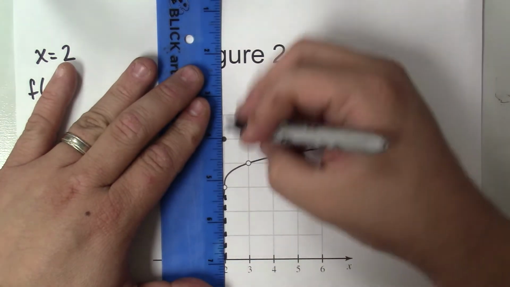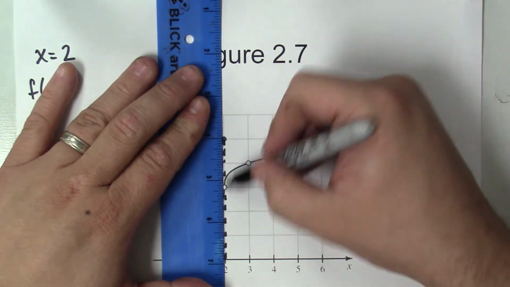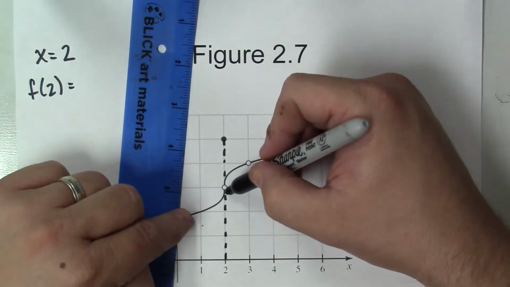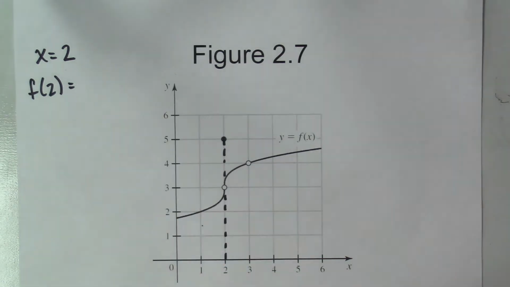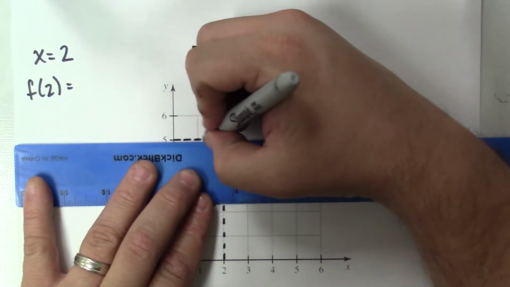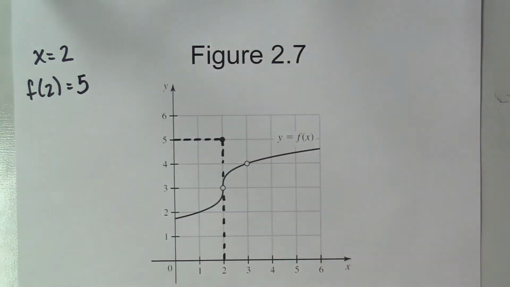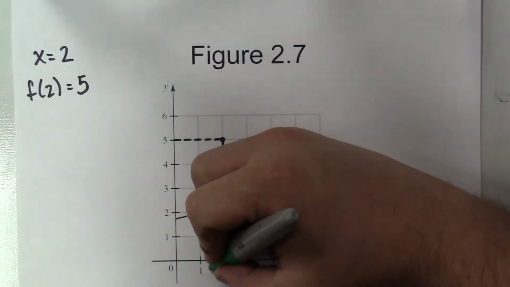I'm going to follow it up, and notice here there's a gap in our function, and this is not the function value. Instead, our function value here is 5.